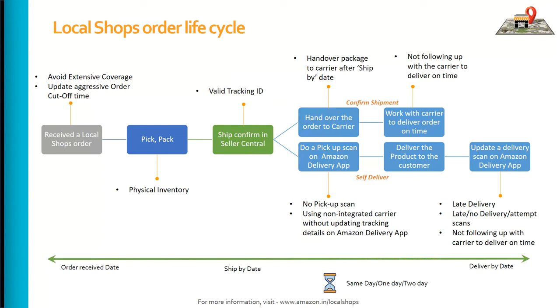There might also be scenarios where the customers are not available, or are requesting redelivery or late delivery, or the customer rejected. So we do have a list of scans available on the Amazon delivery app. We'll discuss more about it towards the end of the session on Amazon delivery apps, DSPs. So that's how you'd be marking scans, and that's how the order lifecycle ends.